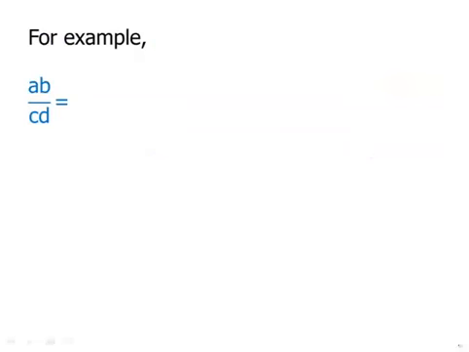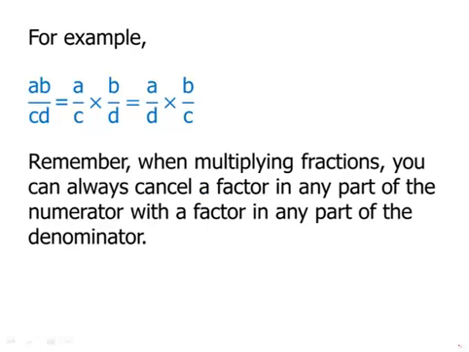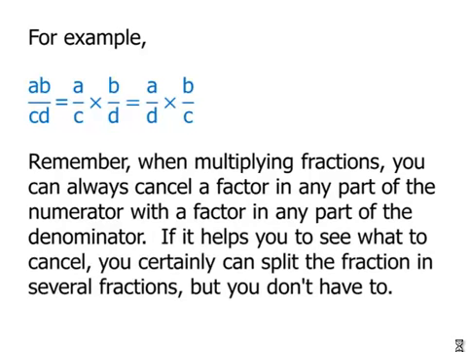For example, if we have a times b over c times d, we could write this as a over c times b over d, or we could write this as a over d times b over c. In other words, we could reorganize it as long as what's in the numerator stays in the numerator and what's in the denominator stays in the denominator. The order doesn't matter. Remember, when multiplying fractions, you can always cancel a factor in any part of the numerator with any part of the denominator.